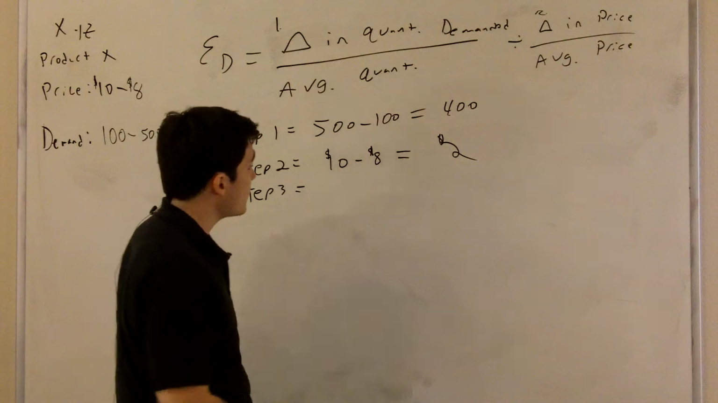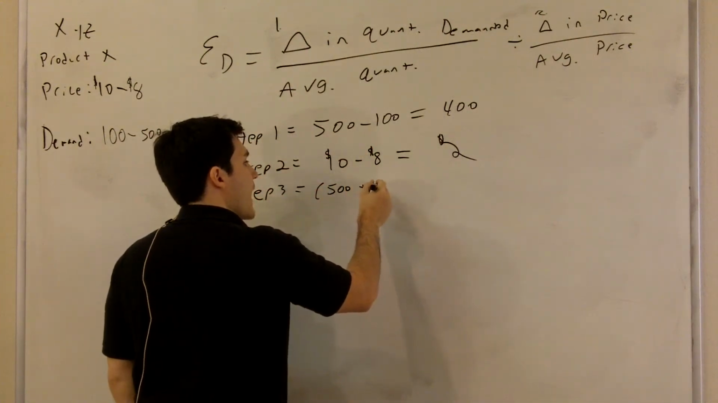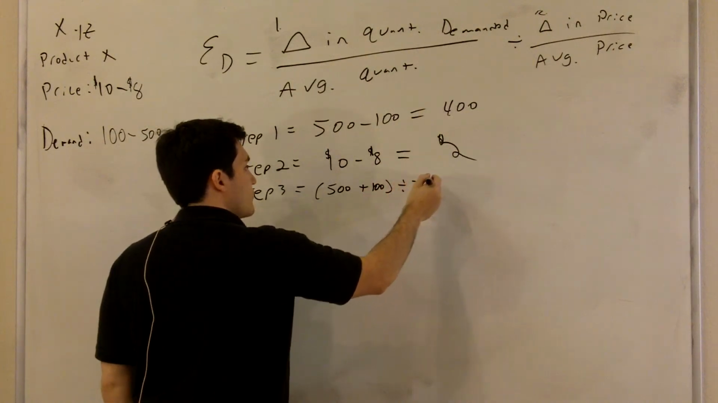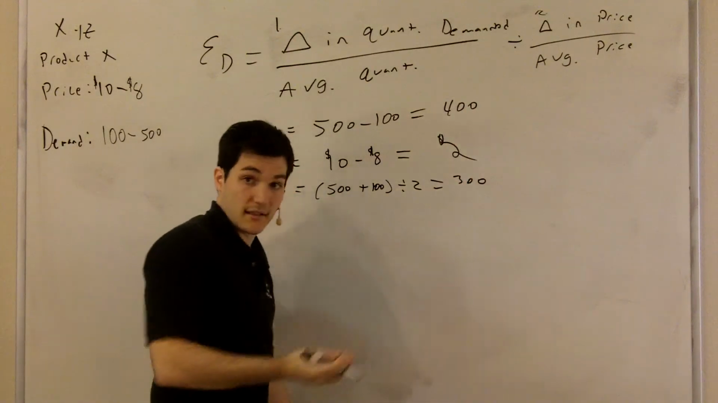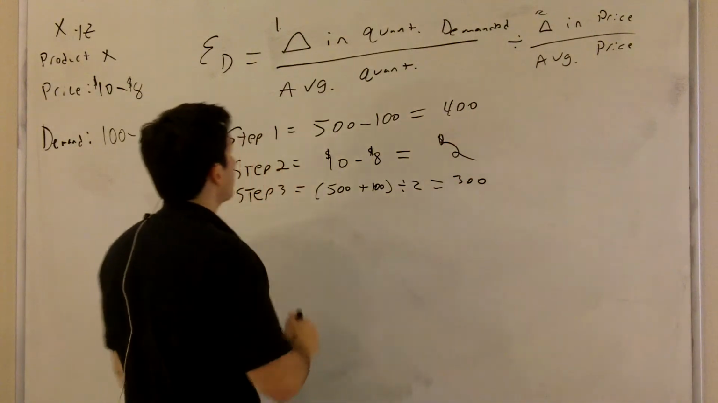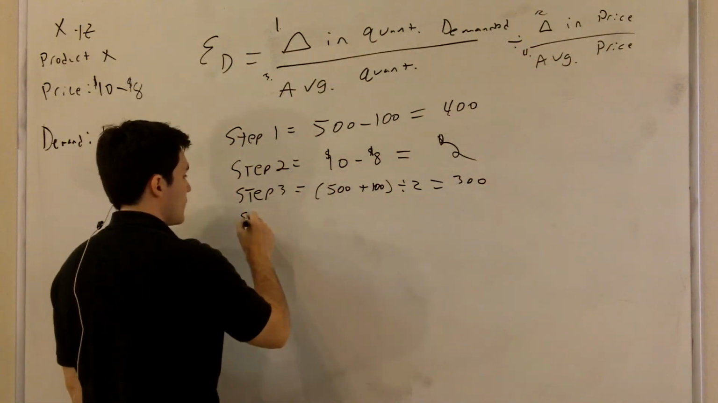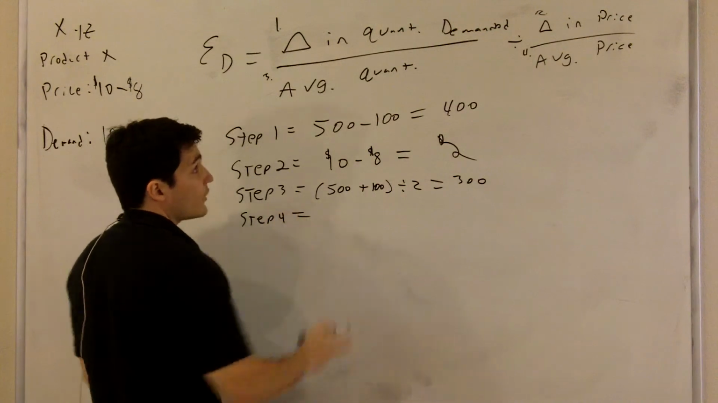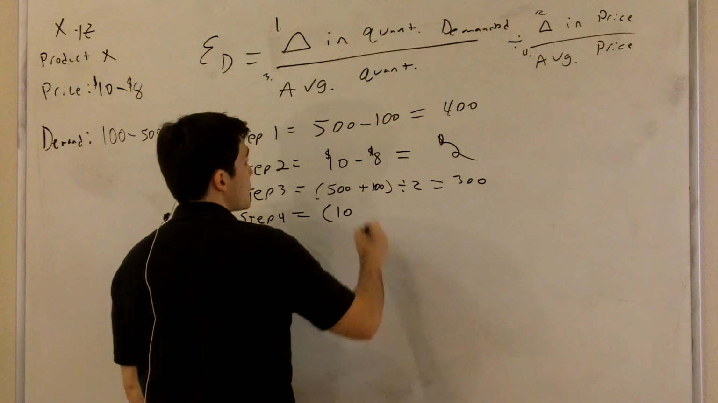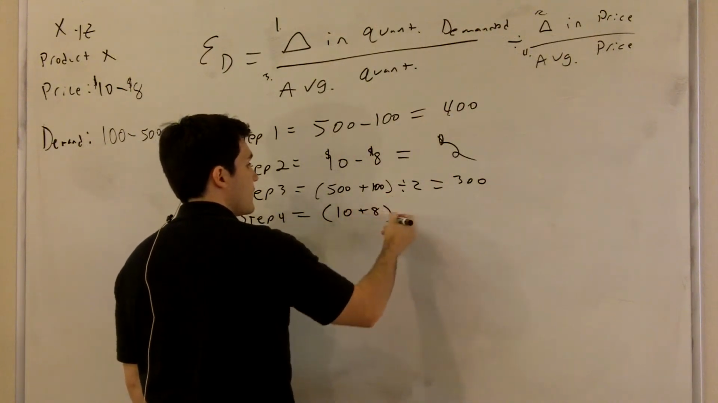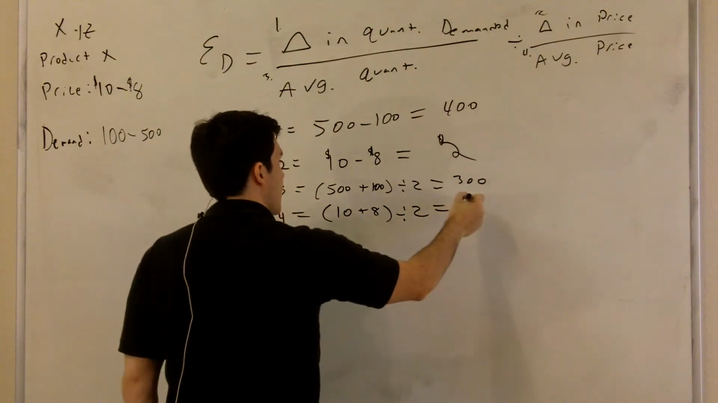So how are we going to do that? You're going to take the 500, add the 100, and divide by 2. So your average quantity is 300 units. Step 4, so this was 3, this is 4. So step 4 is to calculate the average price. All right, so we have $10 and we've got the $8. You add them together, divide by 2. You're going to have an average price of $9.